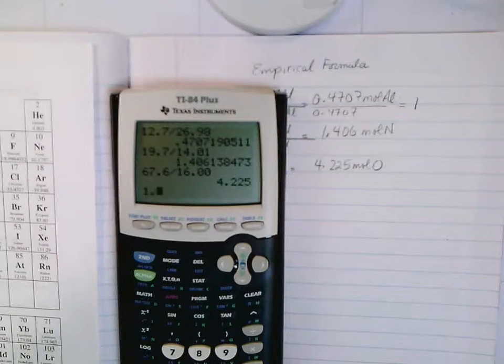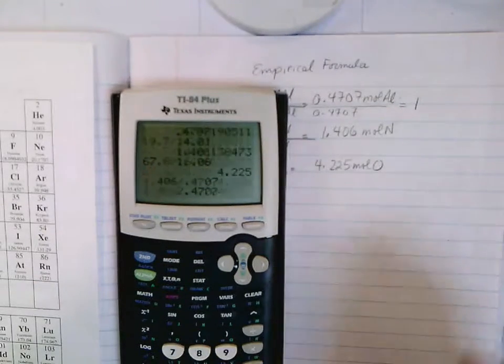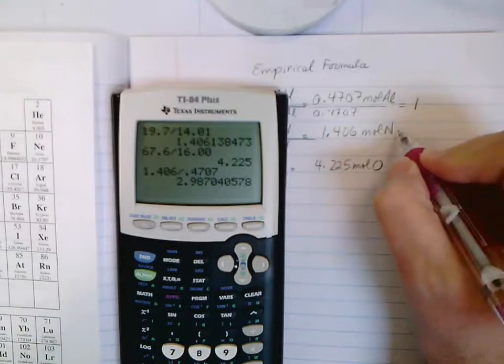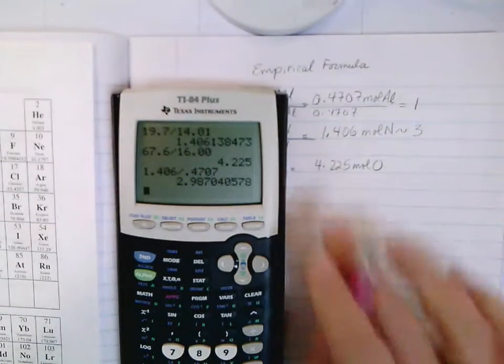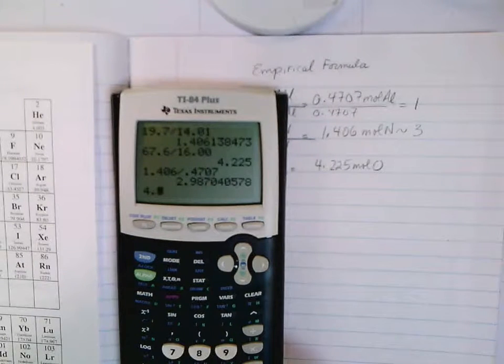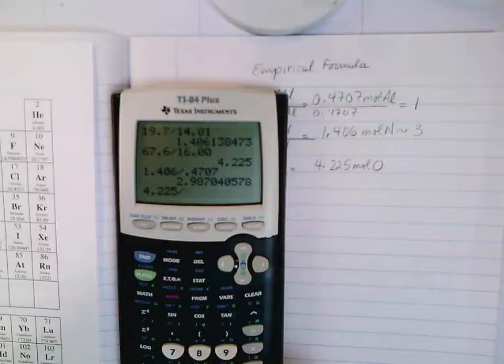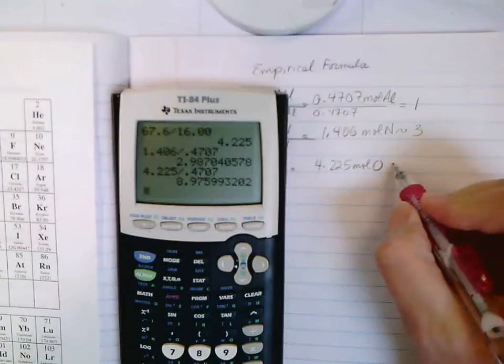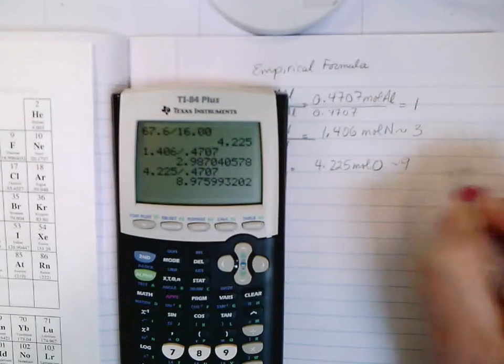And so 1.406 divided by 0.4707 gives me very close to 3. And now I'm going to do this one, which is 4.225 divided by 0.4707, and that gives me very close to 9.